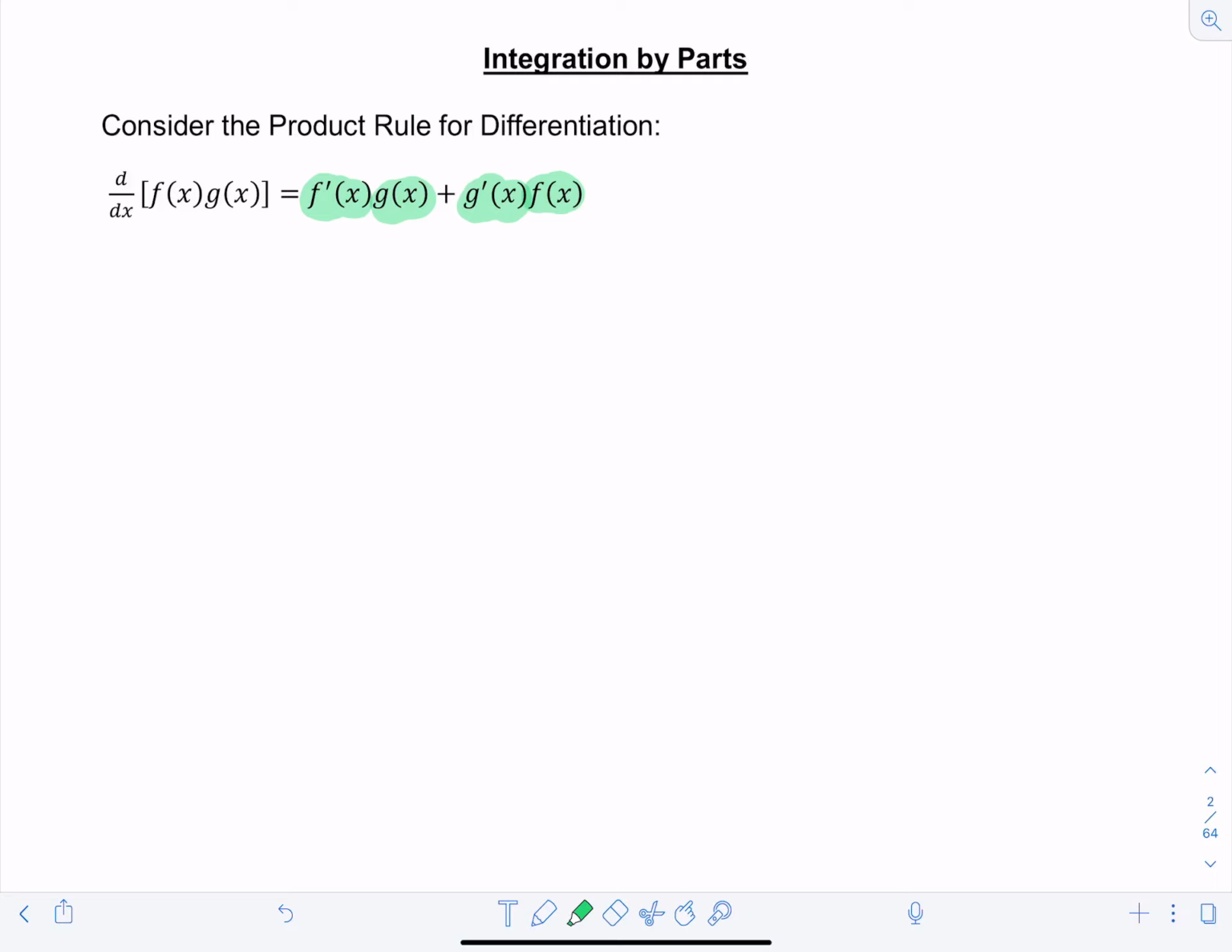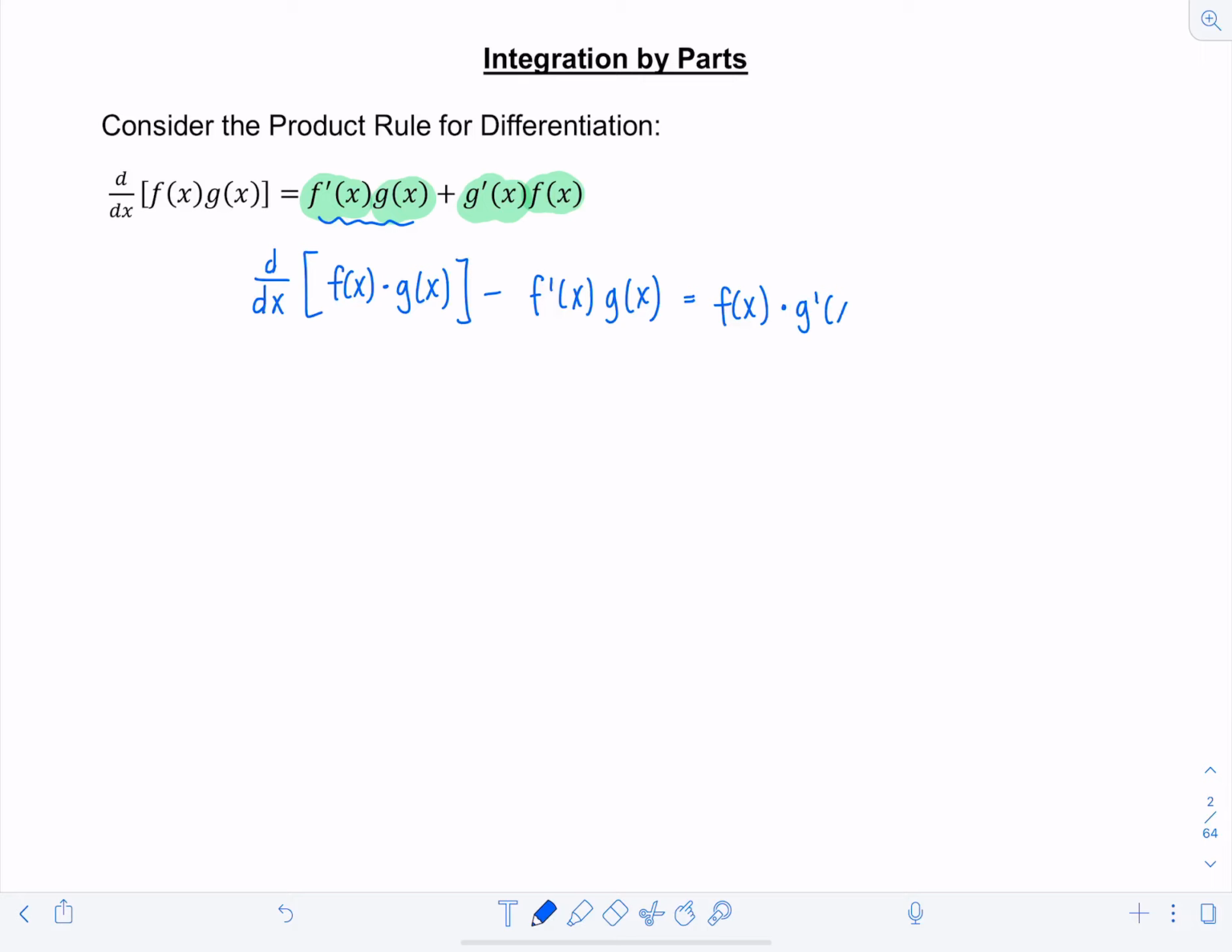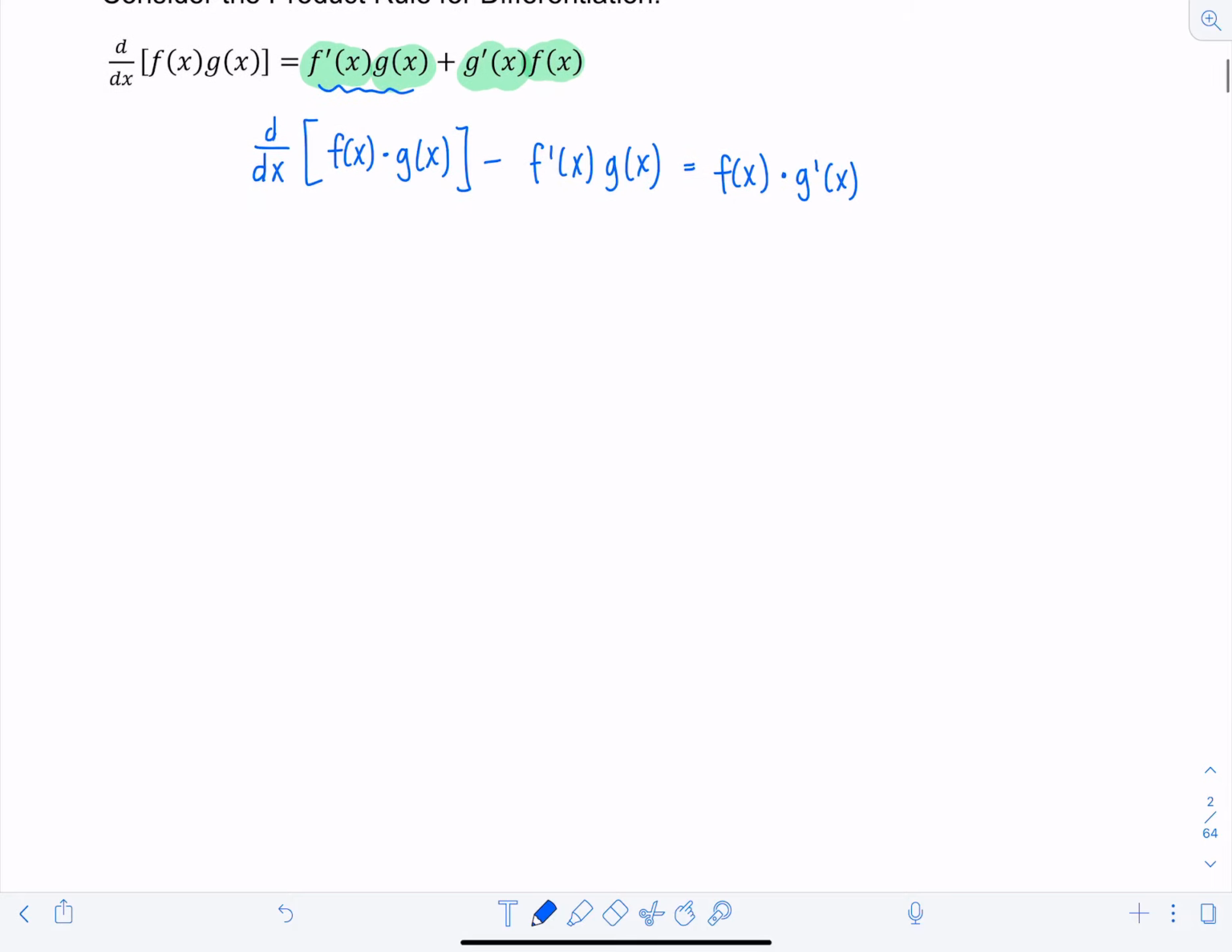Okay, so what I want to do now is rearrange some of the terms in this product rule. I'm actually going to subtract f prime of x, g of x to the other side. So I have the derivative with respect to x of the product of f of x and g of x minus f prime of x times g of x, and this equals f of x times g prime of x. Good. Now let's just mirror the equation.